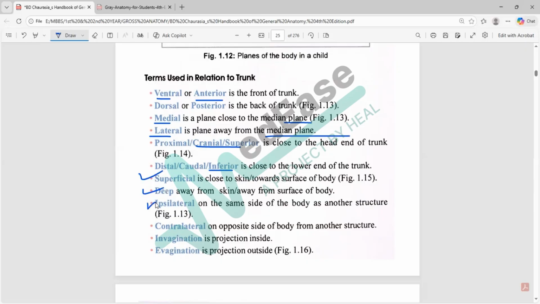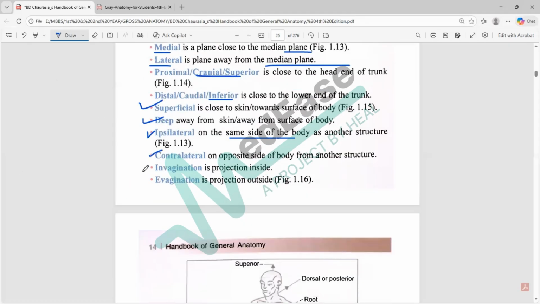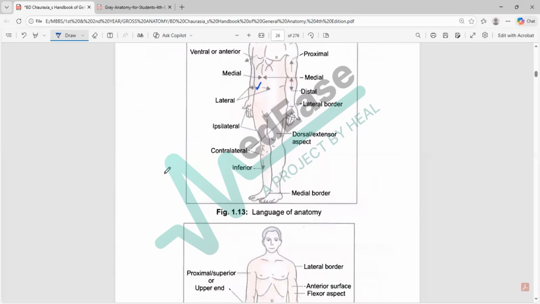Then we have the ipsilateral, on the same side of the body. If I say I have pain in the right leg, then I will also say ipsilateral pain in the right arm as well. Then we have the contralateral, which is the opposite side of the body. Then we have the invagination, which is the projection moving inside, and evagination, which is the projection moving outside.